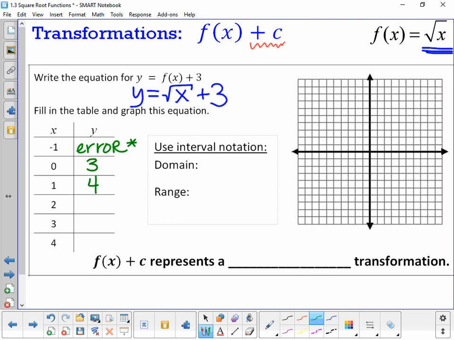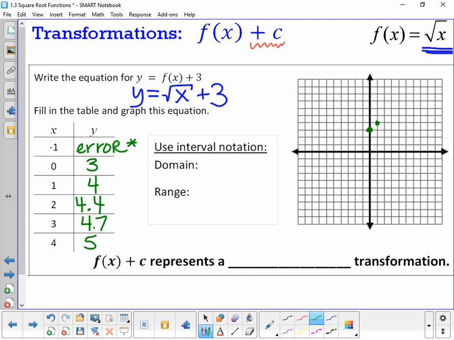And if you kept going and pushed these into your calculator, you would continue to get the rest of the table filled in. If you were in class right now, I would make you type all of those in. So let's plot these points that we've just found. -1 was an error. That means that it's not part of the domain of this equation. There is no point to plot for that first row. The point 0, 3.